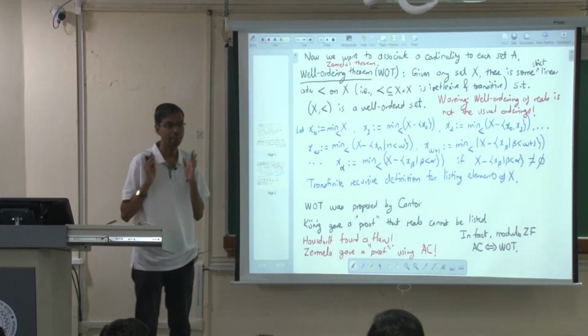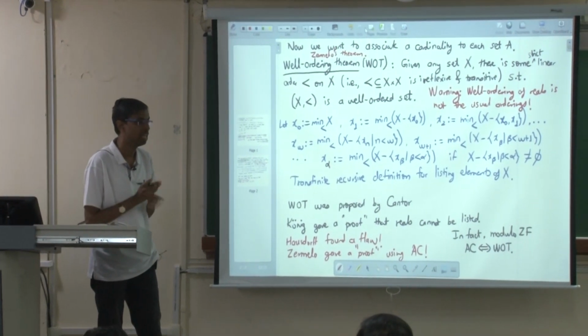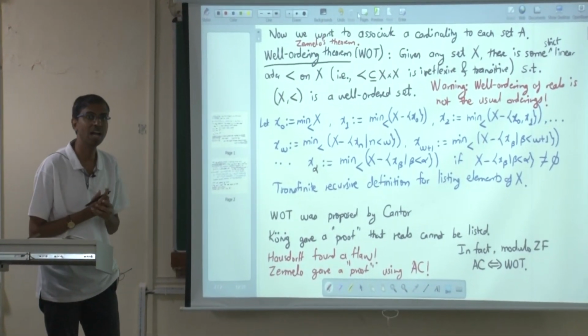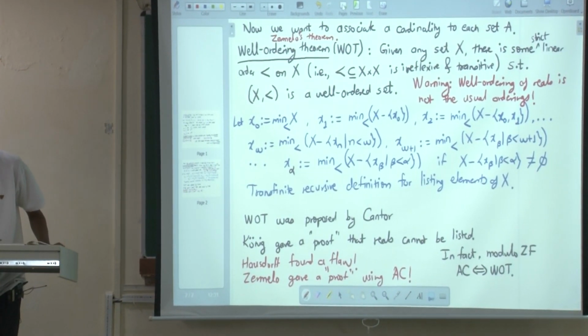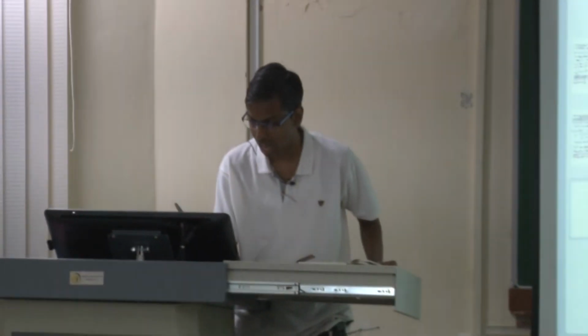Associate to every set its cardinality, but we are only going to do that by assuming well ordering theorem. We cannot describe cardinality otherwise. So assume WOT throughout this lecture. As long as we are talking about cardinality, we have to assume well ordering theorem. And the question is why? So why is because of this reason.